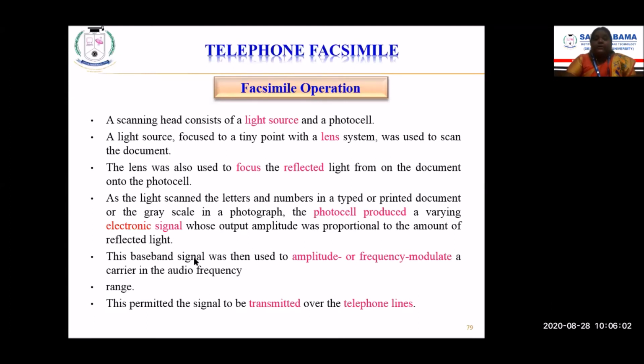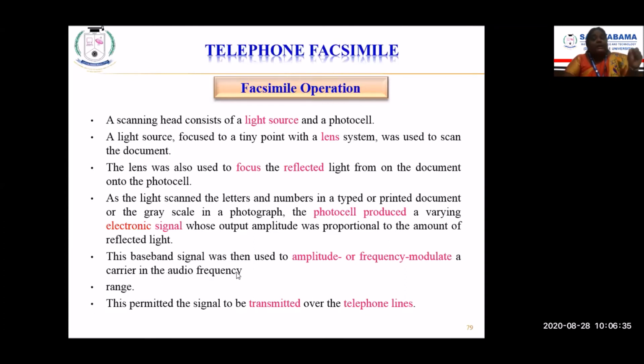As I told, this has to be transmitted via the telephone line. The person to whom we are sending the fax could be at a very far distance, so the signal has to travel such a long distance. So we need to perform modulation. This baseband signal is then used to amplitude or frequency modulate, depending upon the electronic instrument it has been designed for, a carrier in the audio frequency range.